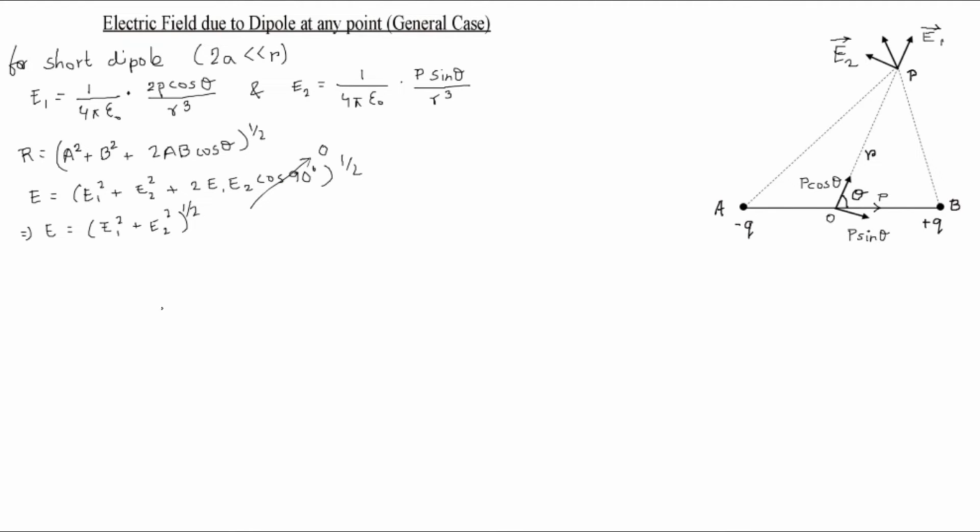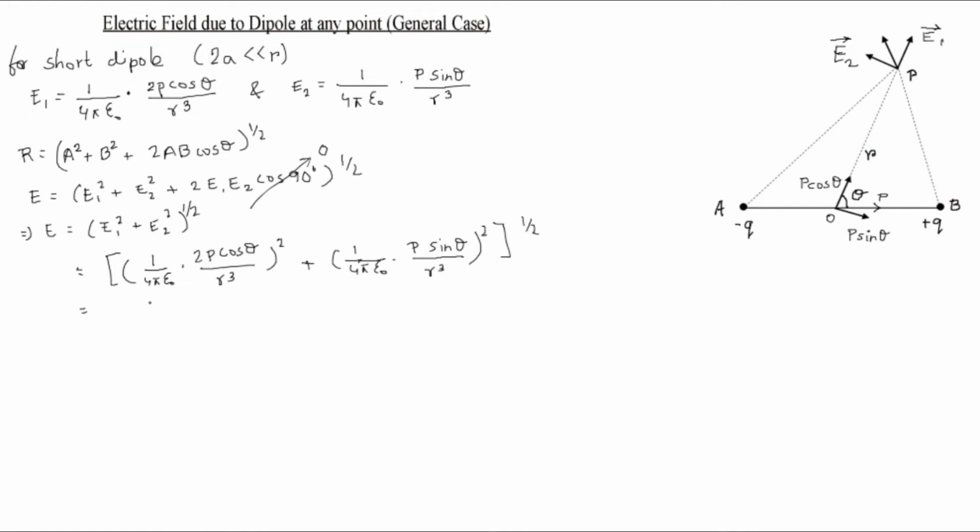So we will directly put these values over here. It becomes 1 by 4 pi epsilon naught, 2p cos theta by r cube, and this squared, so it becomes E1 square plus 1 by 4 pi epsilon naught, p sine theta by r cube, and again squared, and we are left with the power half outside.